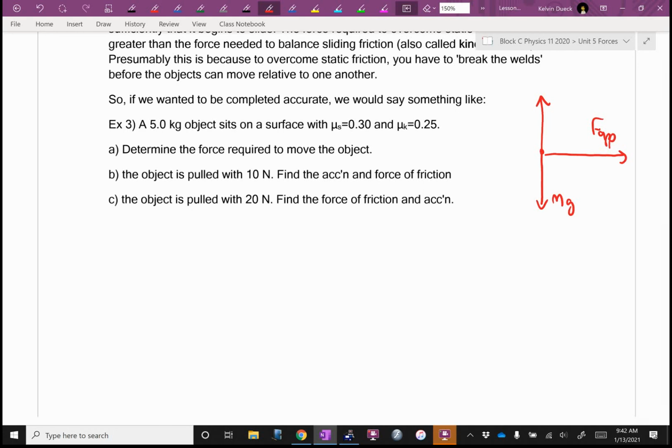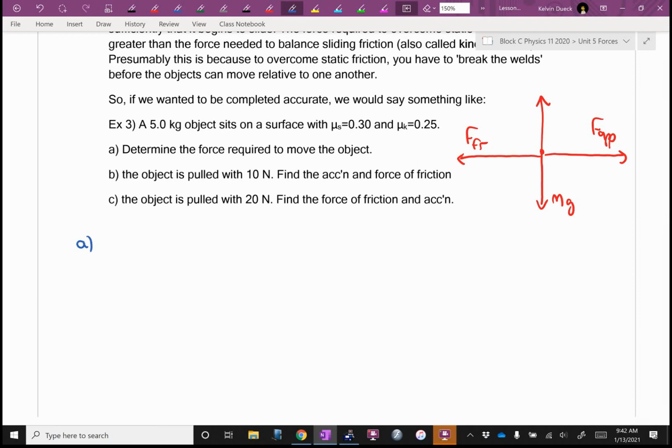Is there friction in this question? So if we're pulling to the right, which way will static friction point? A says, determine the force required to move the object. Let's assume that we've pulled hard enough so that friction is just about to go, but we haven't quite started accelerating yet. Here's what I'm going to argue.